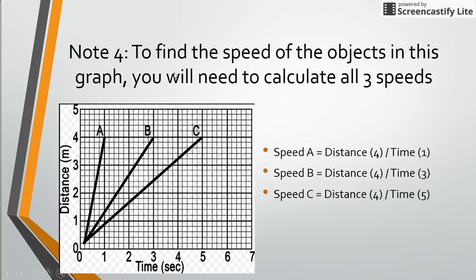Note number 4, to find the speed of objects in this graph, if I have multiple lines, you're going to need to calculate all 3 speeds. So the speed of object A, I would take my distance, which is 4, and divide it by my time, which is 1. For the speed of my object B, I still have a distance of 4, but its time is now 3, so I would do 4 divided by 3. And the speed of object C, I know its distance is still 4, but this one took 5. So its distance is 4 and its time is 5. I would have to do that division problem.